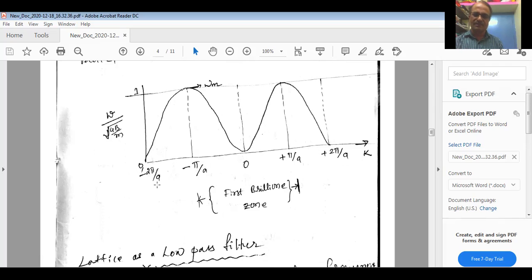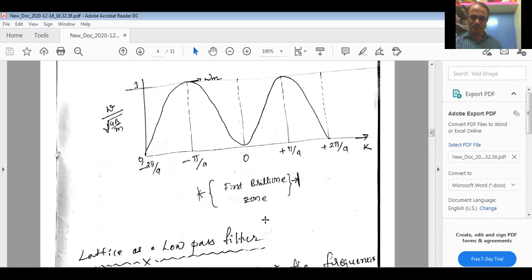For the properties, only the first Brillouin zone is very important, because it is assumed that the first Brillouin zone shows all the properties that are exhibited by a crystal or a lattice. Whatever other zones there are, they are just replicas of the first zone.